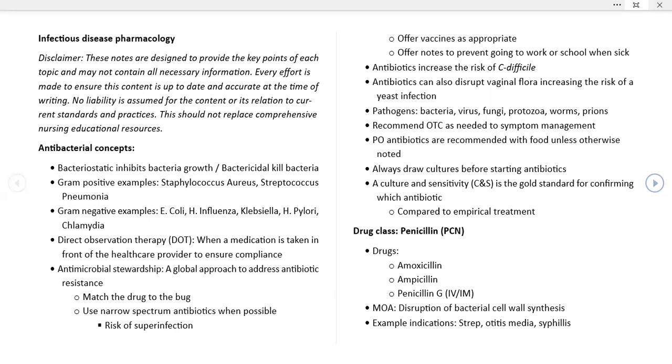I already mentioned the different types of pathogens, and we said there's really no crossover: a medication meant for one pathogen is only going to kill a pathogen within that class. We're talking bacteria, virus, fungi, protozoa, worms, and prions.